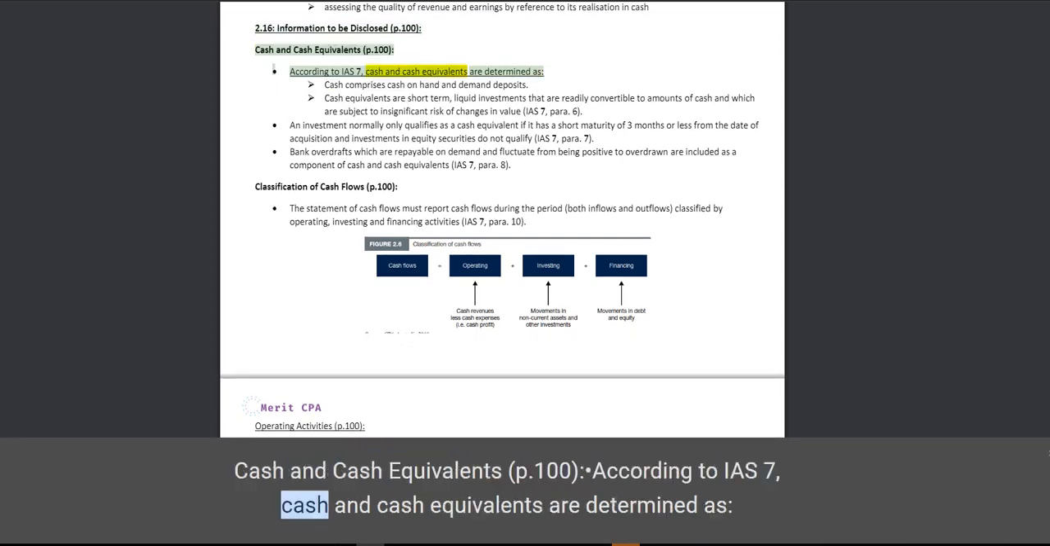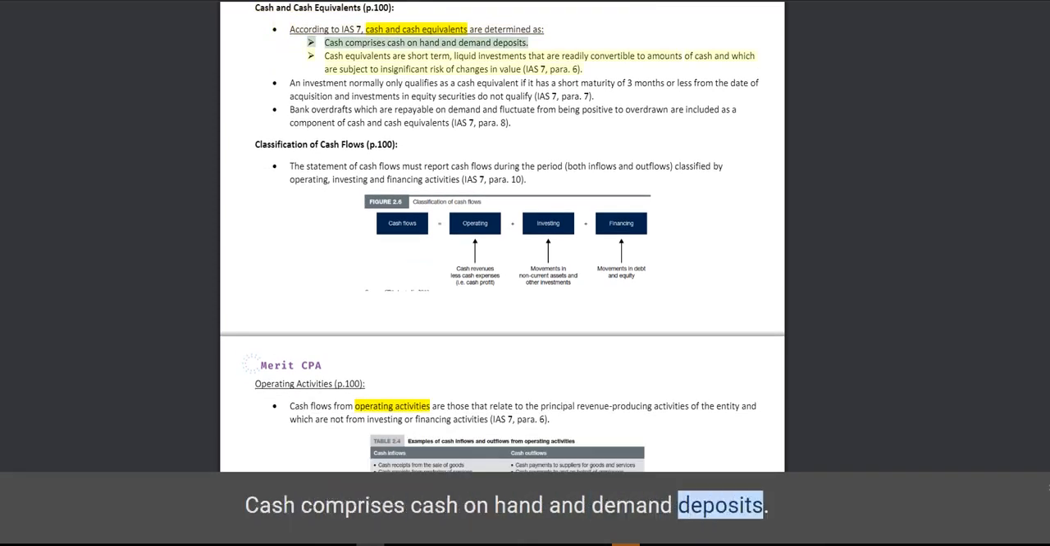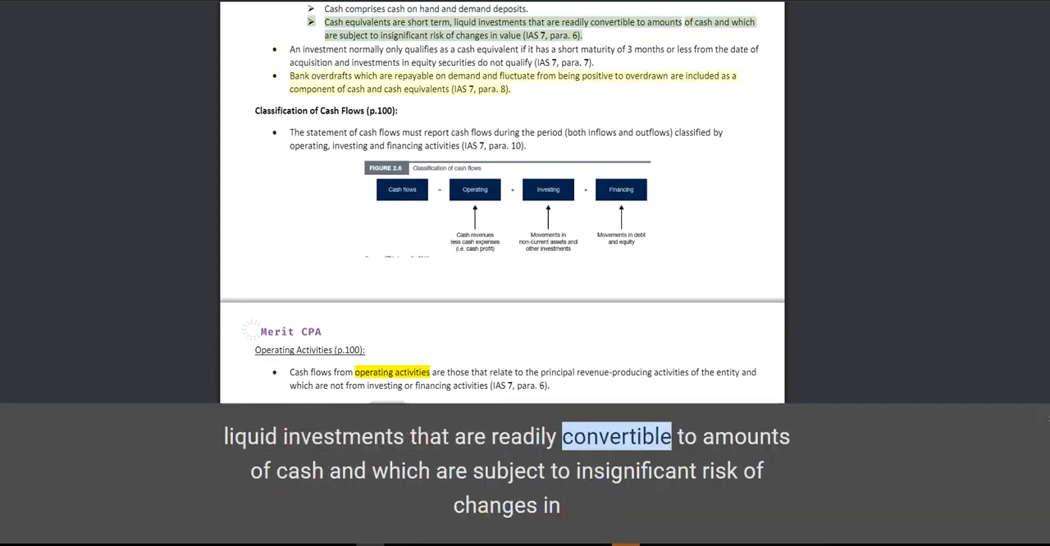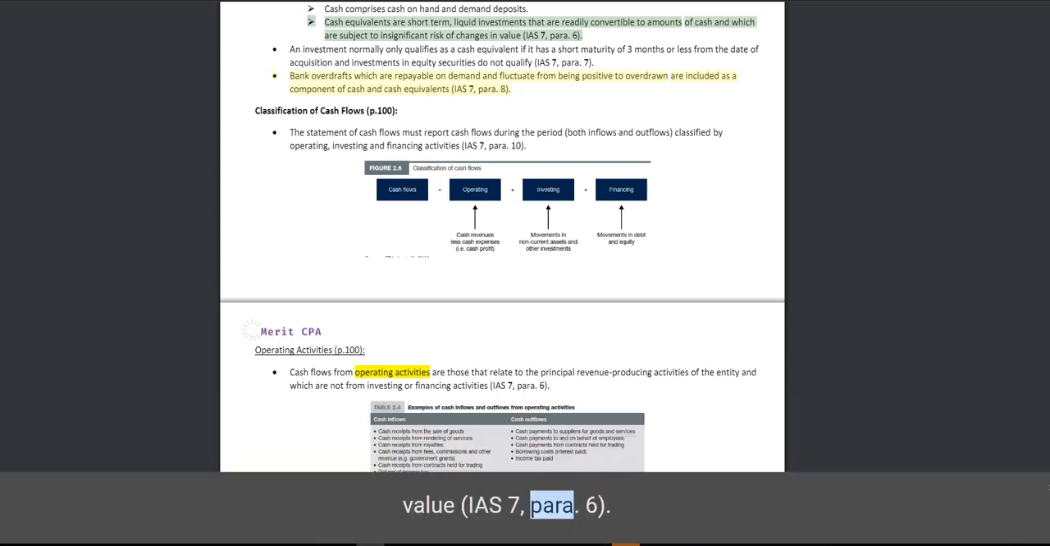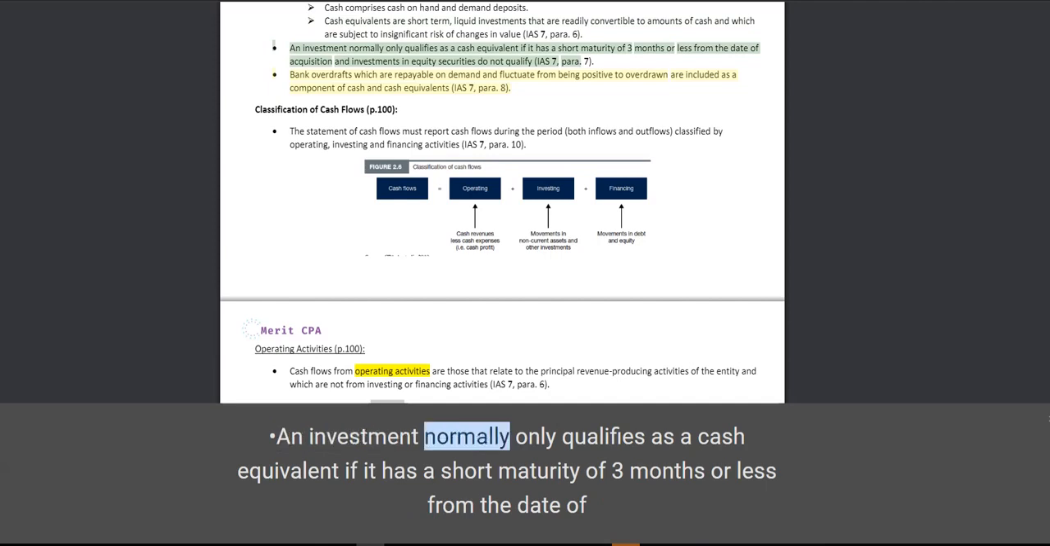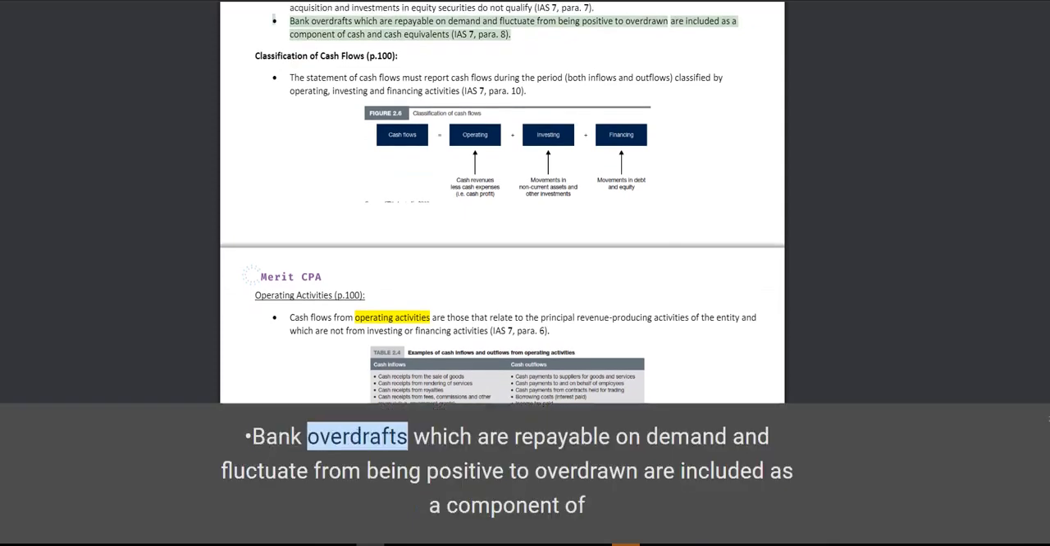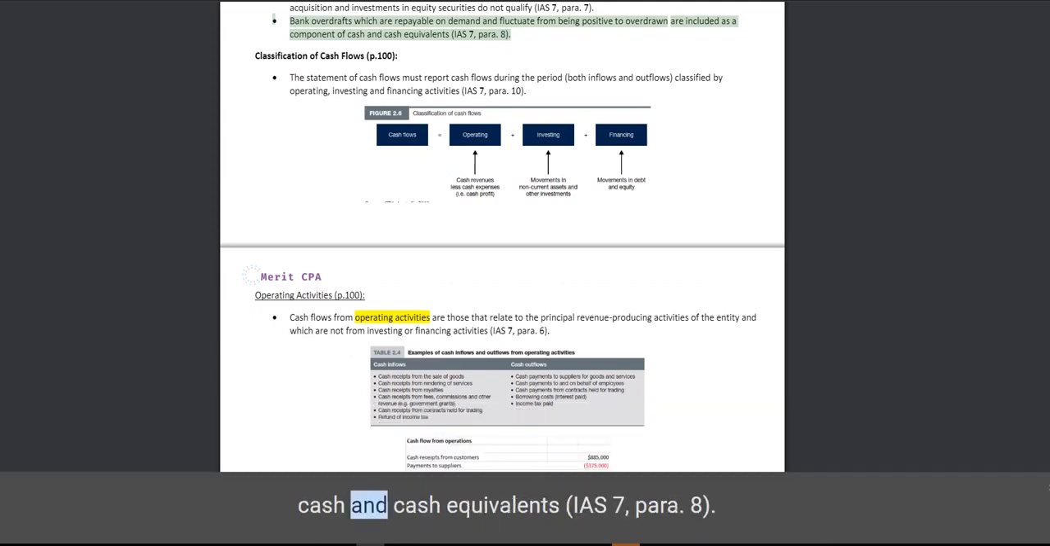According to EAS 7, cash and cash equivalents are determined as follows. Cash comprises cash on hand and demand deposits. Cash equivalents are short-term, liquid investments that are readily convertible to amounts of cash and which are subject to insignificant risk of changes in value. EAS 7, para. 6. An investment normally only qualifies as a cash equivalent if it has a short maturity of 3 months or less from the date of acquisition, and investments in equity securities do not qualify. EAS 7, para. 7. Bank overdrafts which are repayable on demand and fluctuate from being positive to overdrawn are included as a component of cash and cash equivalents.